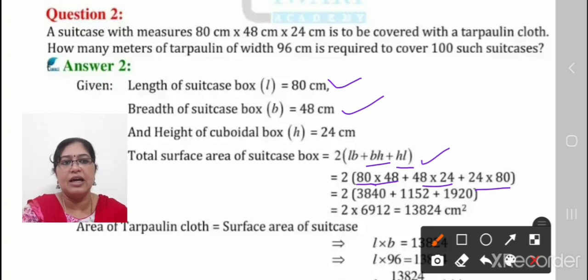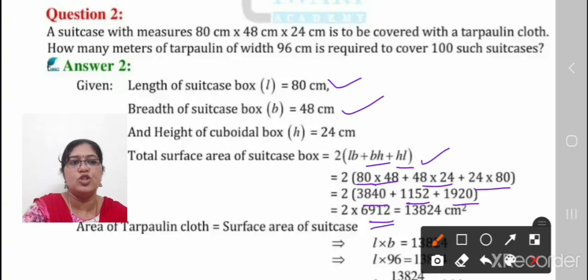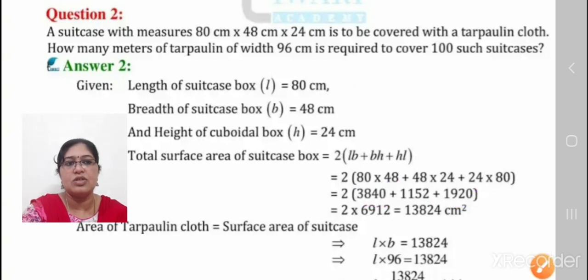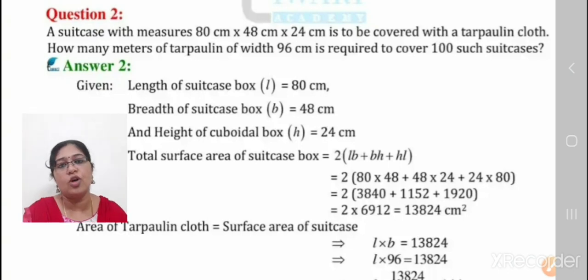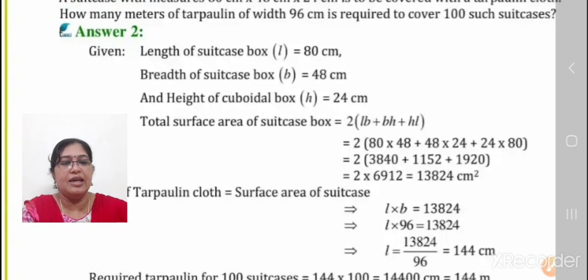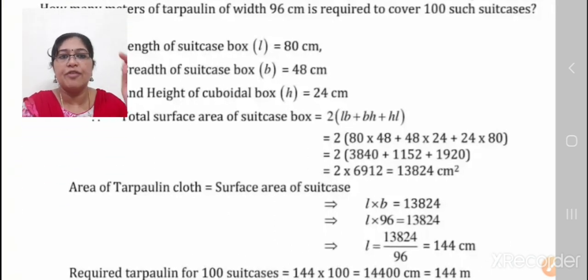Now you will multiply and write the answers. Then you will add, you will get 6,912. Okay, 6,912 you will get. So 2 into 6,912 you will get 13,824 centimeter square. So that is the total surface area of the suitcase. So we told the total surface area of the suitcase and the area of the tarpaulin should be equal. So area of the tarpaulin cloth is equal to surface area of the suitcase.